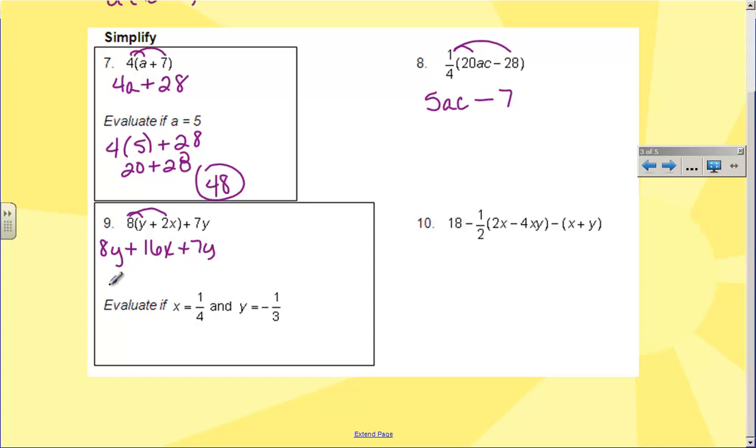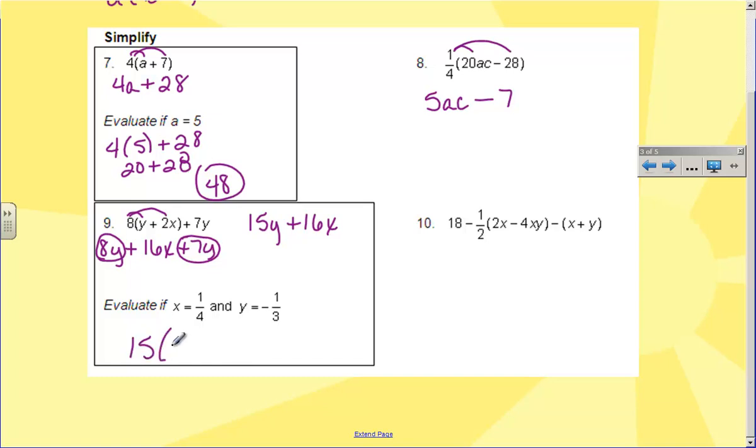Well, I have to put like terms together now. I have some things that are the same. This 8y and this 7y can go together. Well, 8 plus 7 happens to be 15y plus 16x. And then now they've asked us to evaluate it. So we're going to plug in. X is 1/4. Y is negative 1/3.